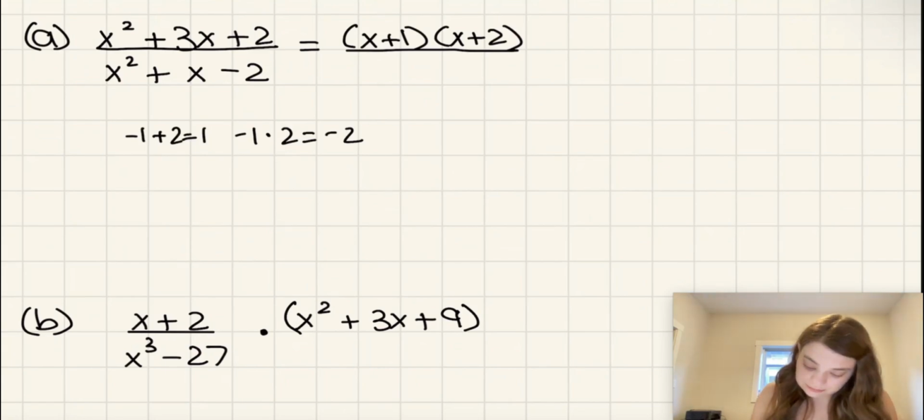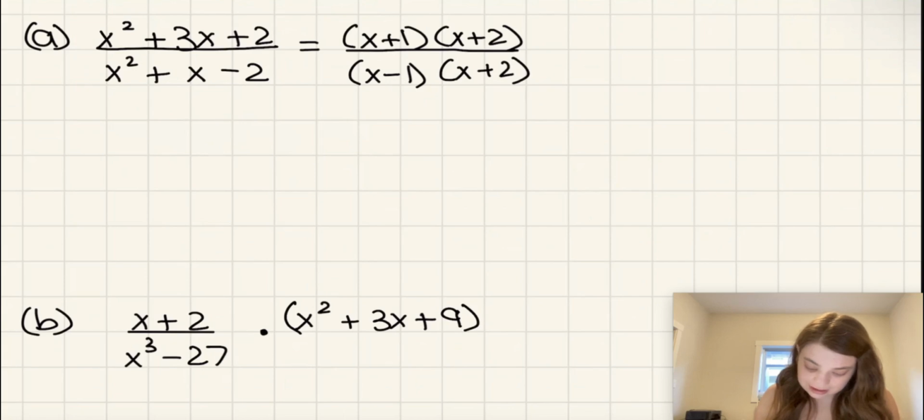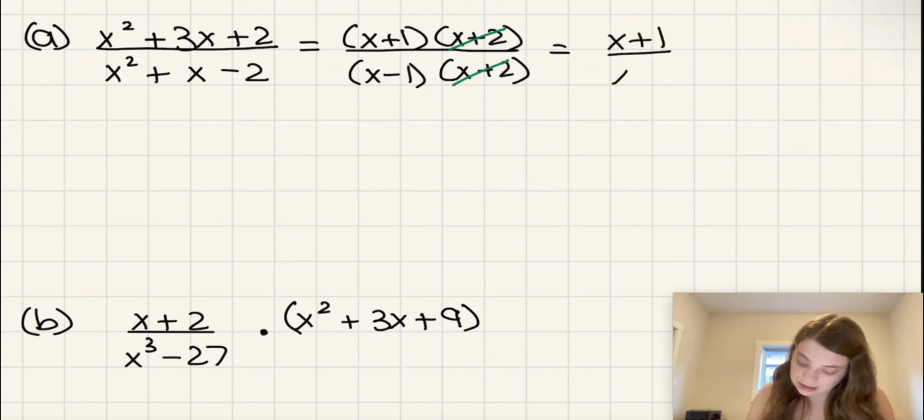So therefore, the answer is going to be x plus 1, or sorry, x minus 1 rather, x minus 1 times x plus 2, like that. Okay, and now we're going to cancel out the x plus 2's and get that the final answer is x plus 1 over x minus 1. And that's the simplest form we can get. We can't factor either the numerator or denominator any further or cancel anything else out.